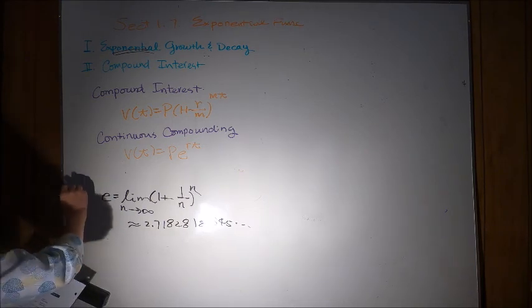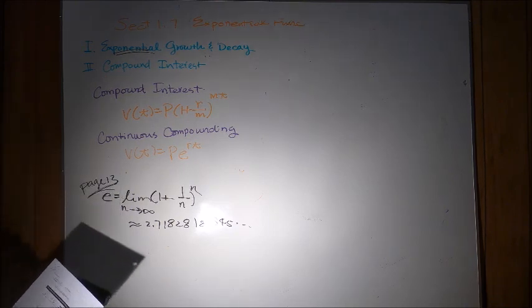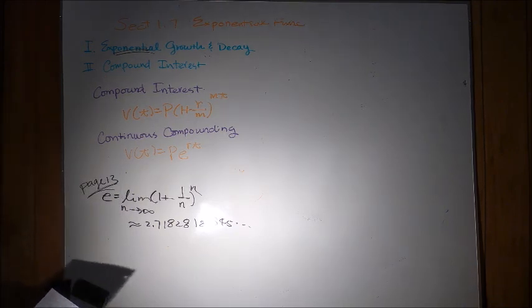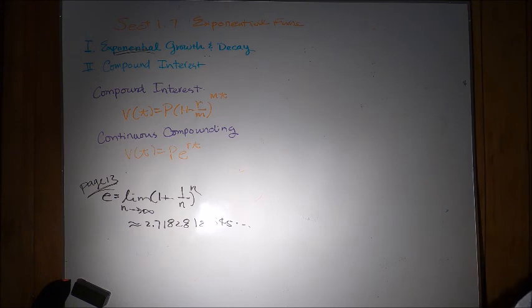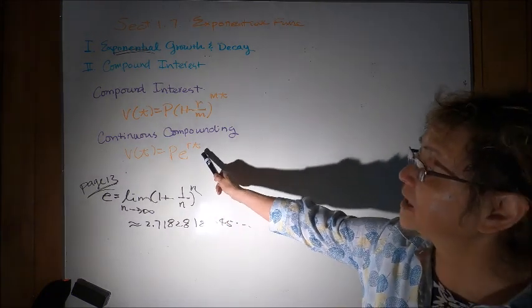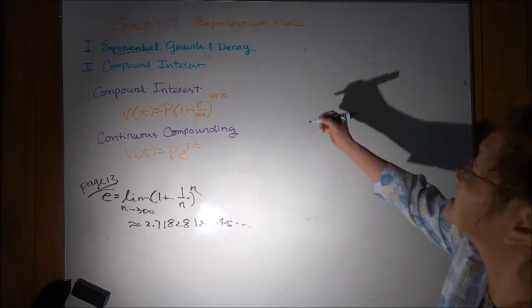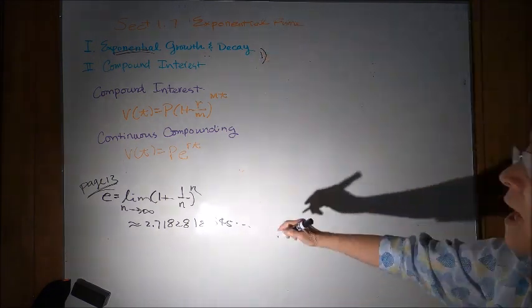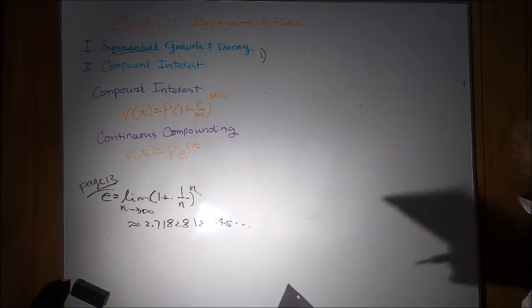It's on your page 13. If you are interested, you can take a look at the reasoning behind it. But the idea for us is to see how we are going to apply it, and e is used for continuous compounding. So let's look at some examples of how we use these different formulas to find the future value.